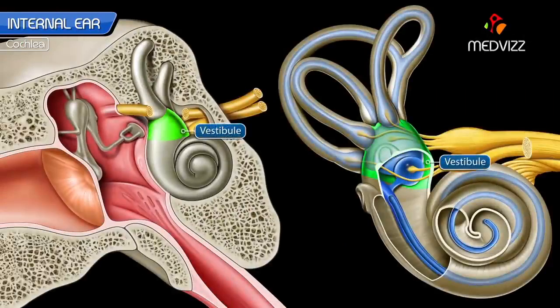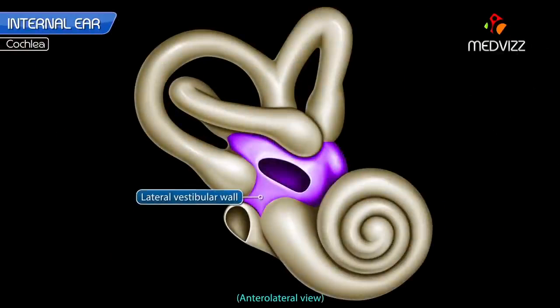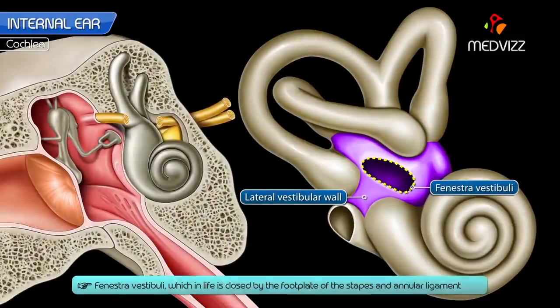Vestibule. The vestibule is a central ovoid cavity in the bony labyrinth and lies between the cochlea in front and the three semicircular canals behind. It is situated medial to the tympanic cavity. The lateral vestibular wall communicates with the middle ear cavity by the fenestra vestibuli, which in life is closed by the footplate of the stapes and annular ligament.